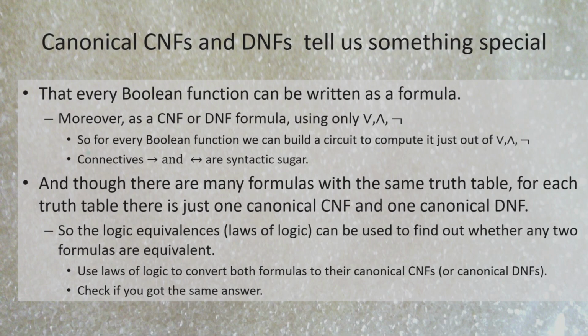Keep applying the rules of logical equivalences until you get a canonical CNF or a canonical DNF. Let's say canonical CNF. Do it on the first formula, do it on the second formula. If you got the same answer, they are equivalent. If you got a different answer, they are not equivalent. And that's as simple as that. So it shows that every time two things are equivalent, you could actually prove it.